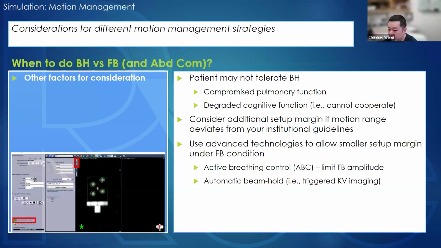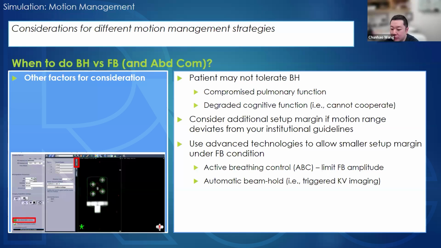Usually in free breathing or abdominal compression, we have to consider additional setup margin, right, if the range deviates from our guideline. Also, with our new machines and new technologies, we can use some advanced IGRT technologies to allow small setup margin under the free breathing condition. One technique from Elekta is called active breathing control, ABC. This is a device that can control the patient breathing amplitude, so in that sense, it limits the magnitude of the respiratory motion.